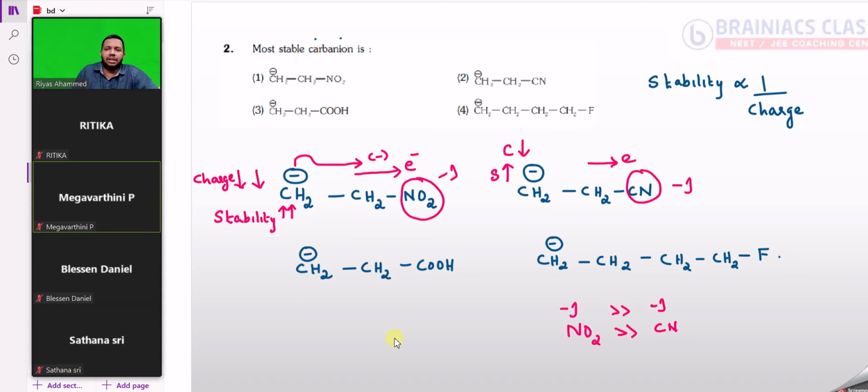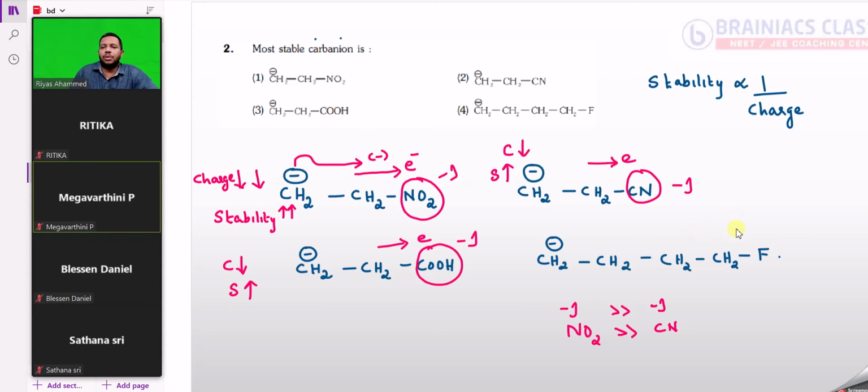Now looking at the third option, I could understand there is a carboxylic acid group, and I clearly know that this guy also has a minus I effect. So they will also attract electron in this direction. So what will happen? Charge decreases and stability increases.